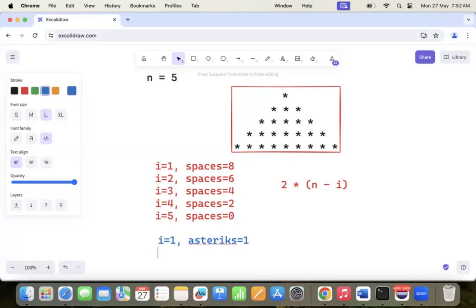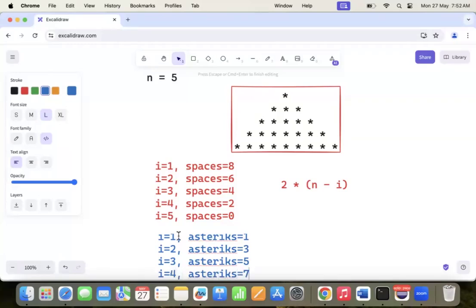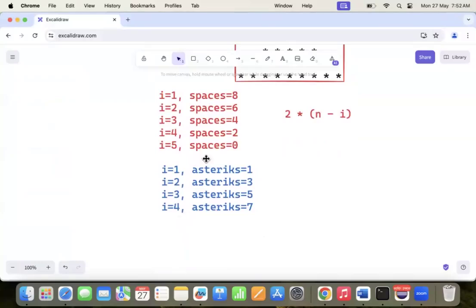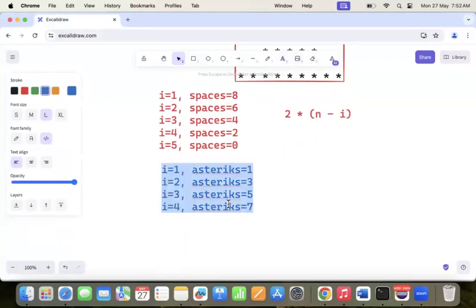1. When i is equal to 2, how many asterisks required, guys? 3. In the third row, i is equal to 3, how many asterisks required, folks? 5 asterisks. When i is equal to 4, how many asterisks required? 7. Yeah, cool. Lastly, when i is equal to 5, how many asterisks required? 9.